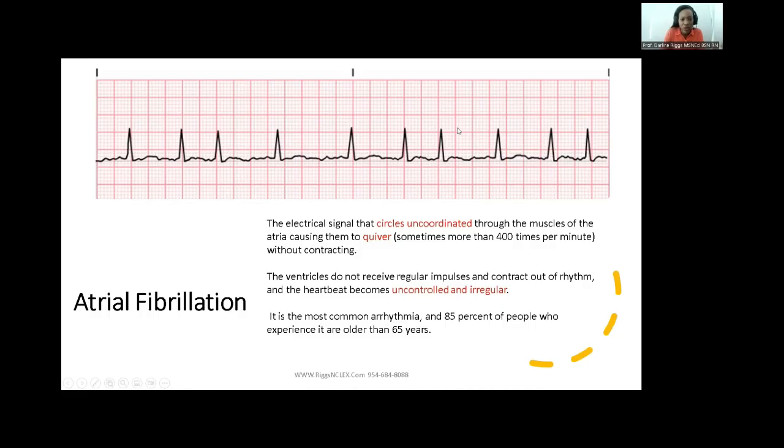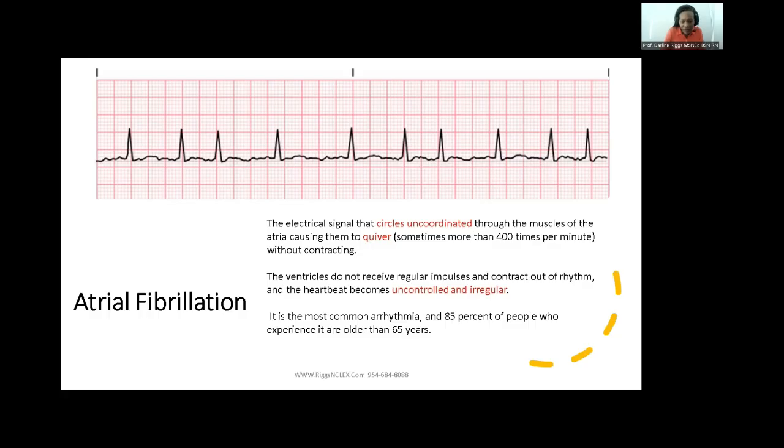Do I have P waves? No. Are my QRSs regular? No. That makes it atrial fibrillation. So you have a signal that keeps circling uncontrollably, uncoordinated. You see here, the heart is not beating, it's quivering. It's not contracting, it's quivering. The ventricles need regular impulses, nice, strong contractions.